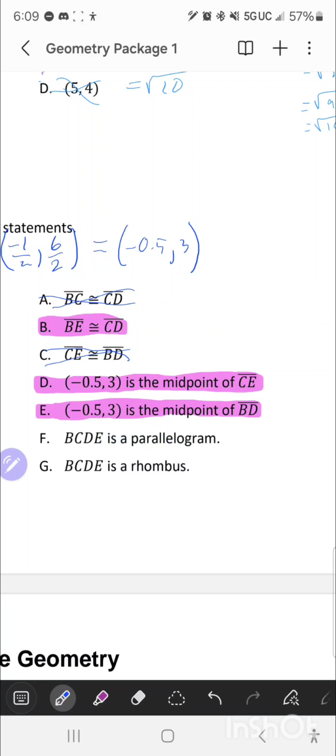Now, is BCDE a parallelogram? To answer the question, first we need to understand what a parallelogram is. A parallelogram is a quadrilateral, which means it has four sides, with parallel sides. So it means that this side is parallel, that has the same slope as this side, and then this side has the same slope as this side.